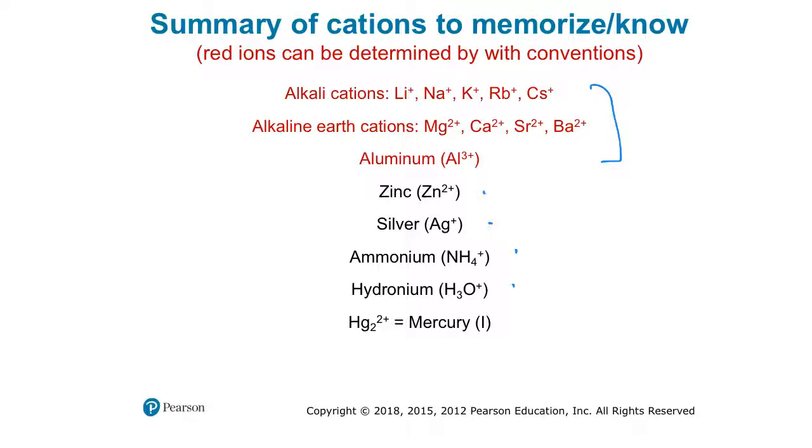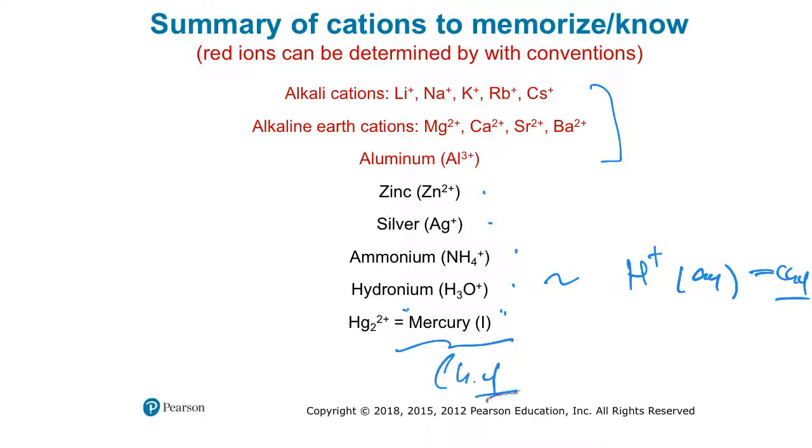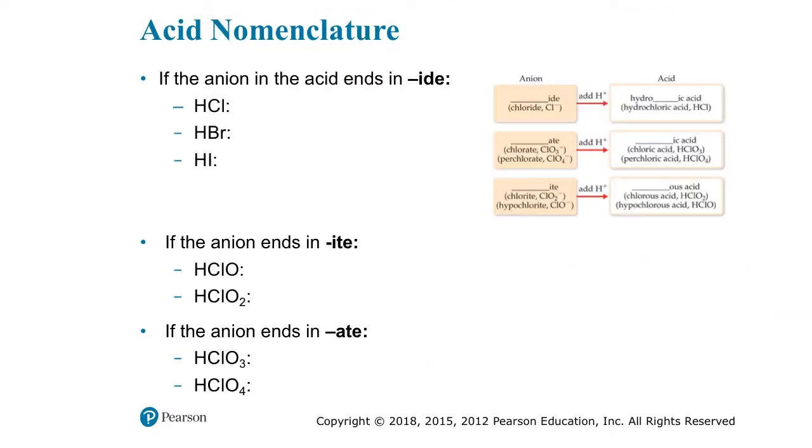We haven't talked too much about this, but this is kind of like H plus, but in water. We'll pick up a little bit more about that in chapter 4. And then mercury 2, 2 plus is mercury 1. We pick up some stuff with this ion in chapter 4 as well.